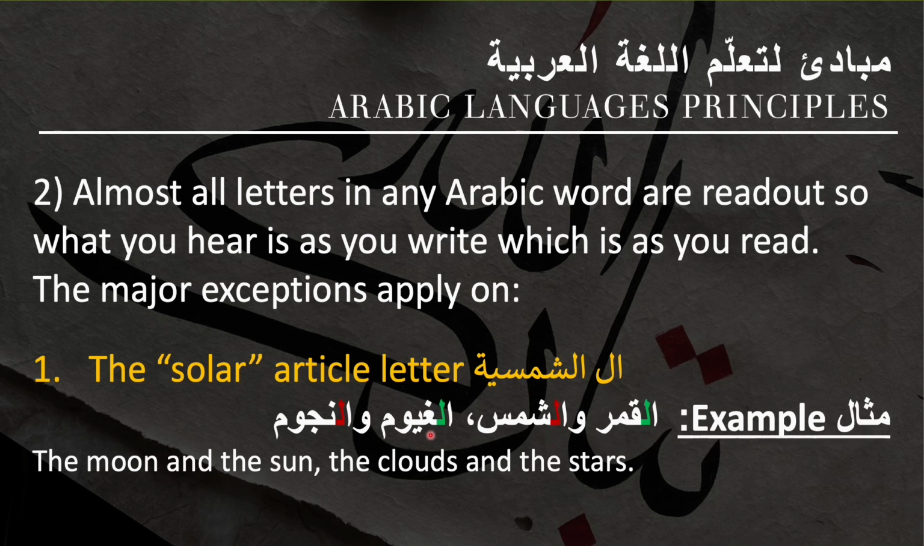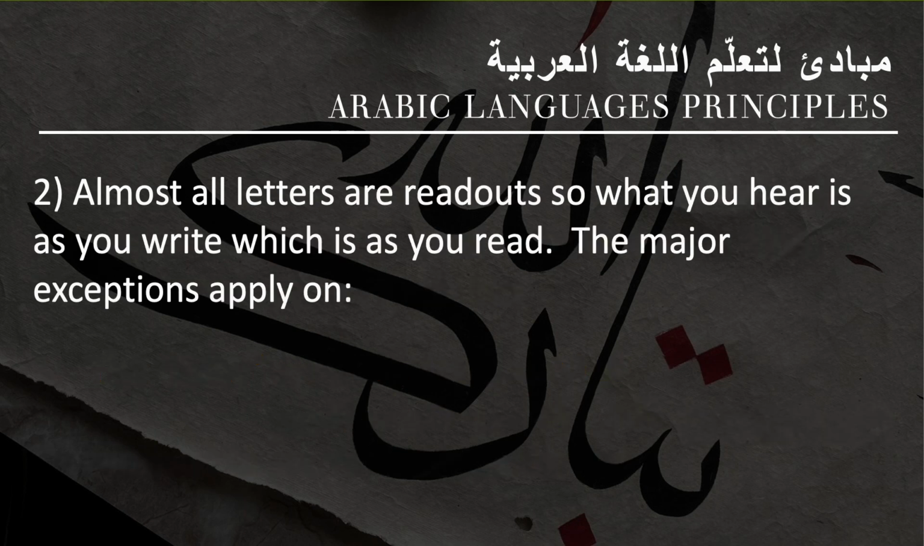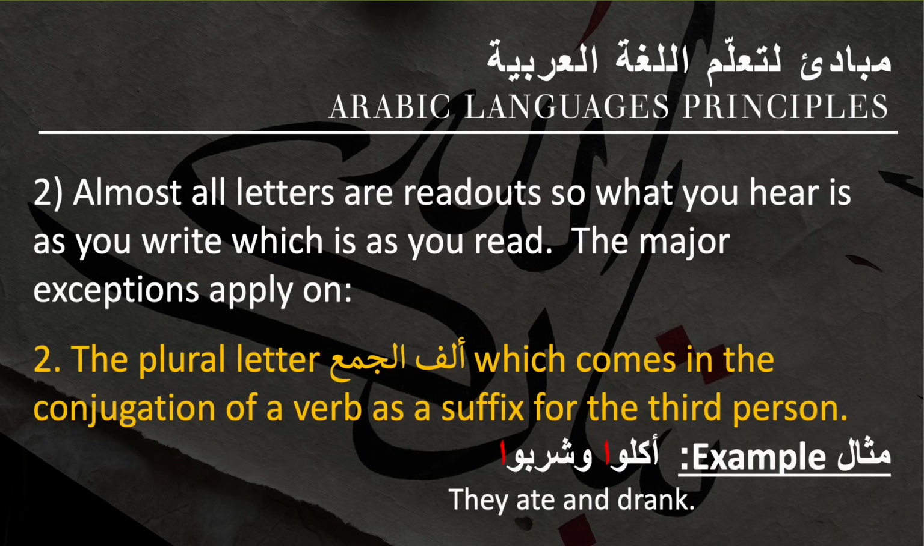Another example, al-Ghuyum wal-Nujum, meaning the clouds and the stars. The second exception I would like to show you here is the letter alif that comes in the conjugation of a verb as a suffix for the third person plural. An example: أكلوا وشربوا. Its name is alif al-jama', indicating the plural, but it is not pronounced. The word akalu means they ate, and the word sharibu means they drank.